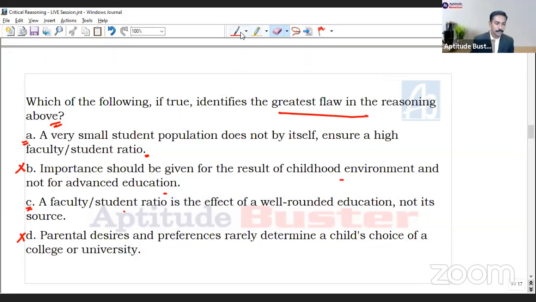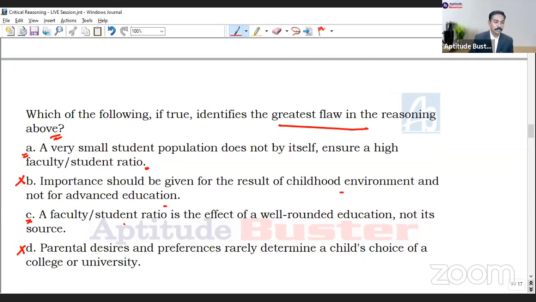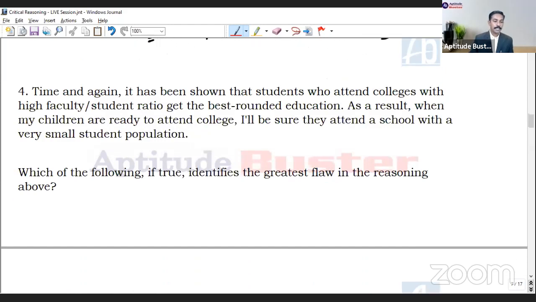Let's look at these two options closer. Option A says a very small student population does not by itself ensure a high faculty student ratio. This is much closer because that's how the author ends his view. He says that as a result, when my children are ready to attend college, I'll be sure that they attend a school with a very small student population. So when he has to look at both the factors of the ratio, if the faculty student ratio is high, the education is going to be much better. That's what the fact is.